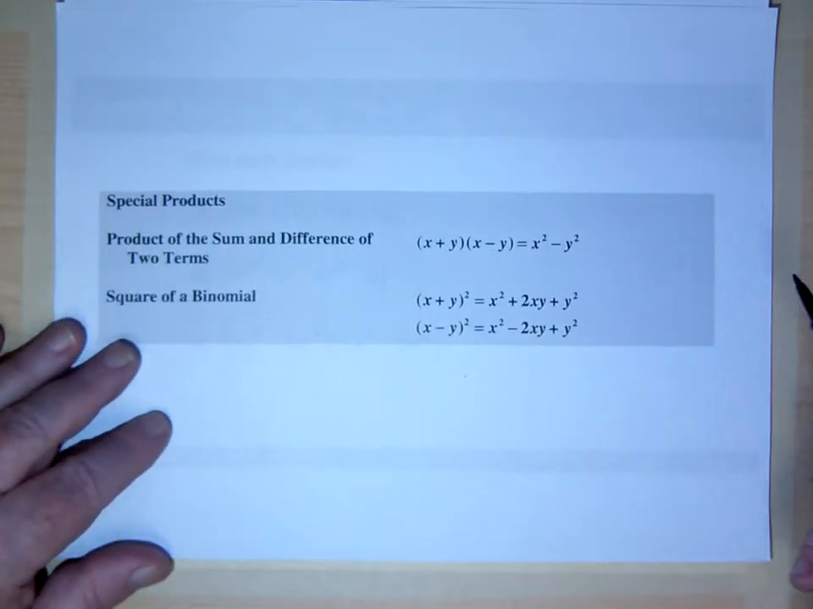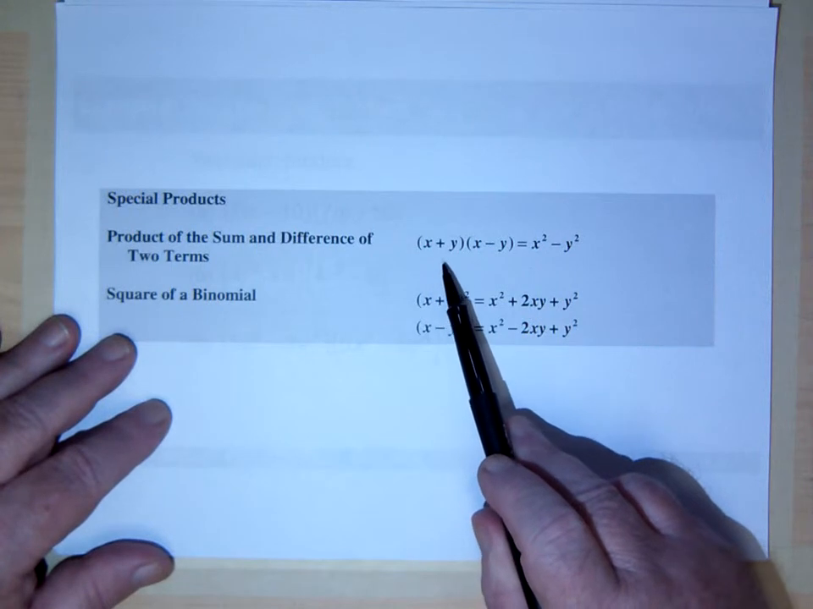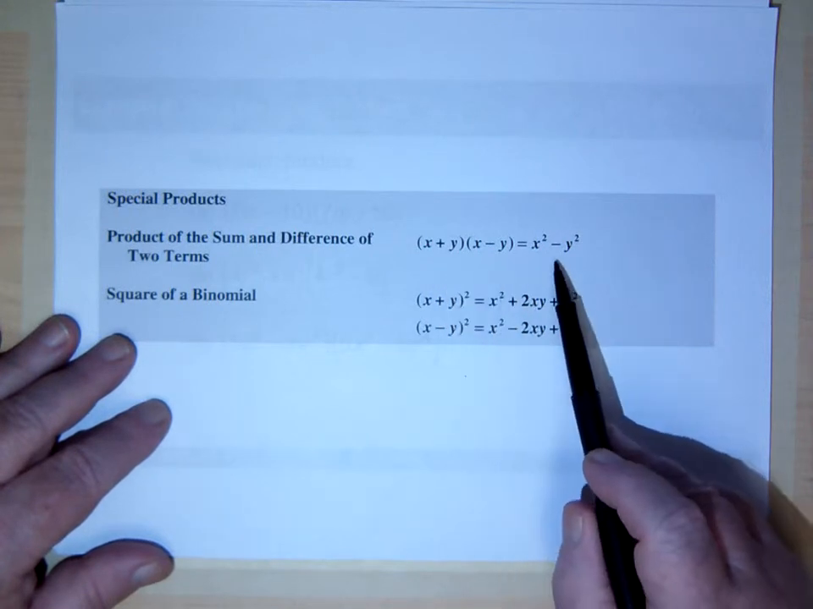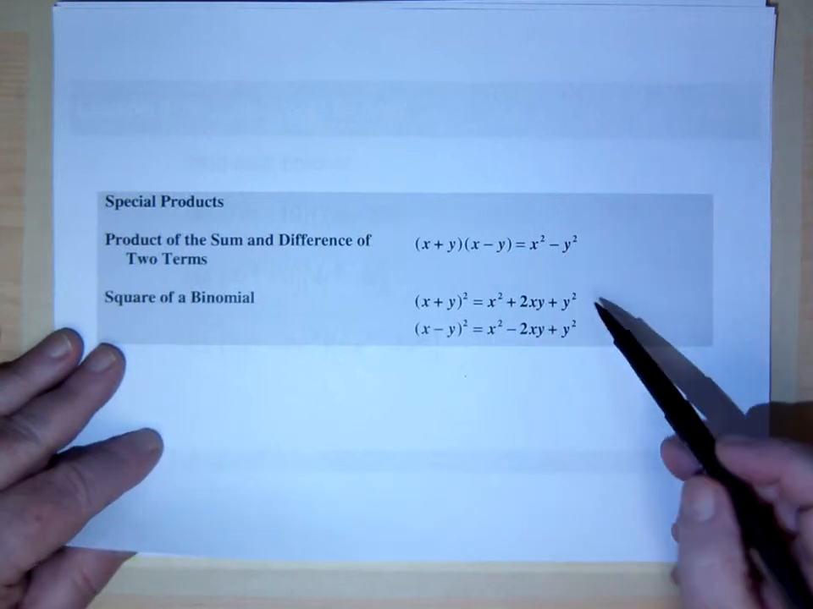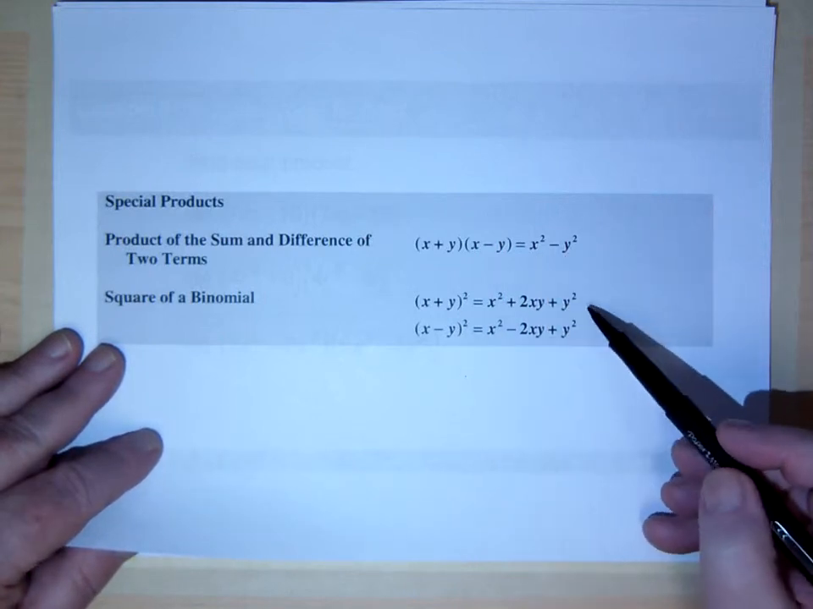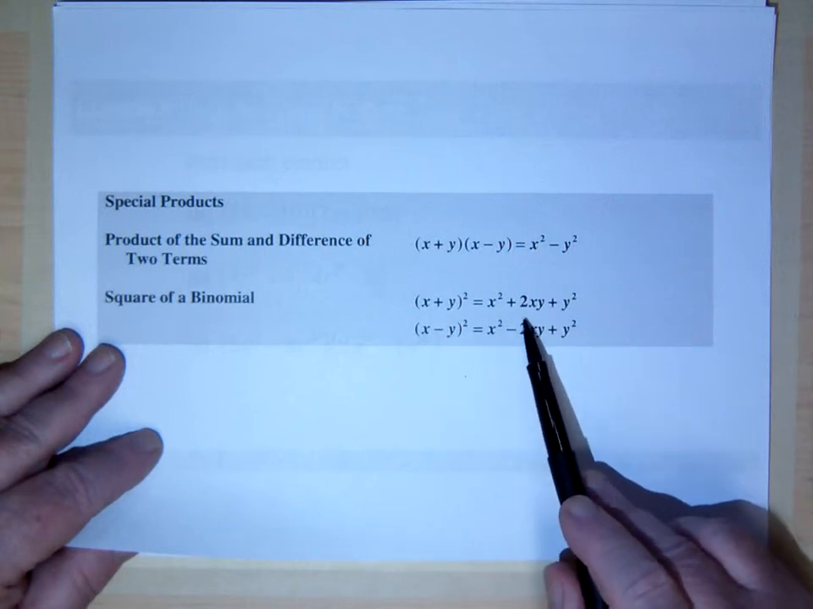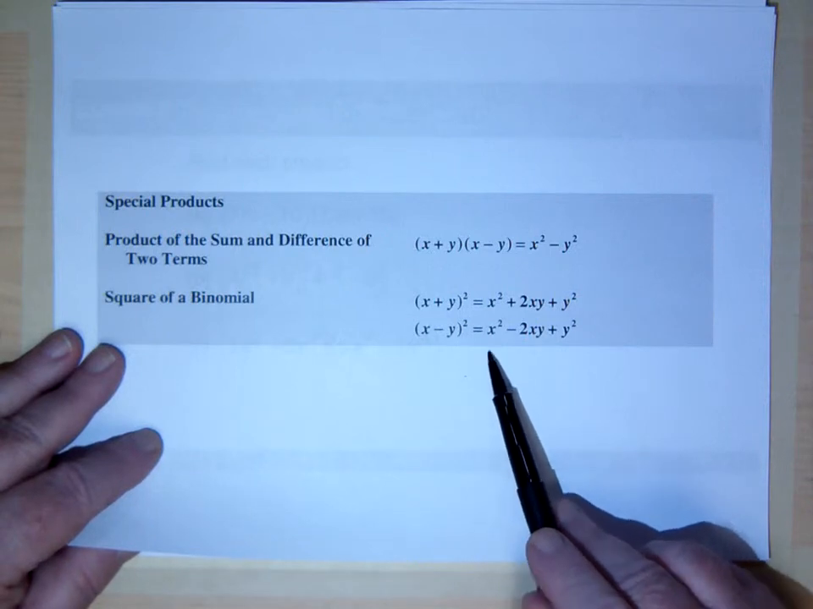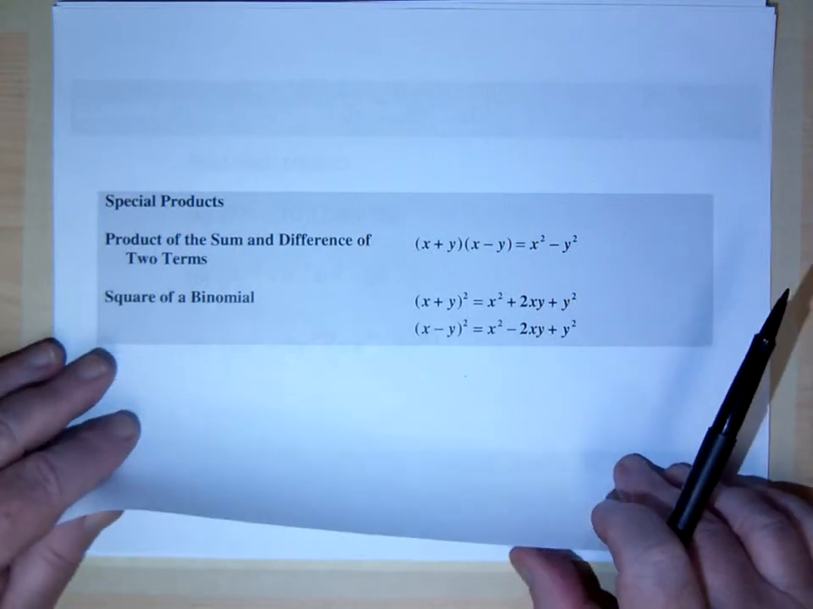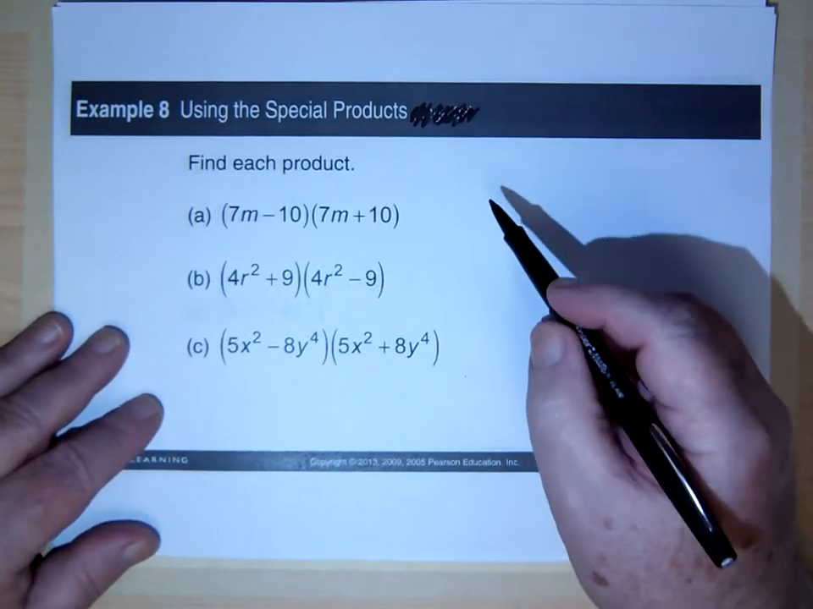And we can codify what happens in these cases. If I have the form x plus y times x minus y, it will end up being a binomial, x squared minus y squared. If I have a plus or minus sign, I will have these forms. X plus y whole squared is x squared plus 2xy plus y squared. X minus y whole squared is going to be x squared minus 2xy plus y squared. That allows us to quickly do some products.